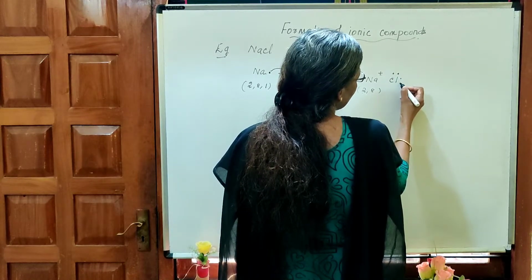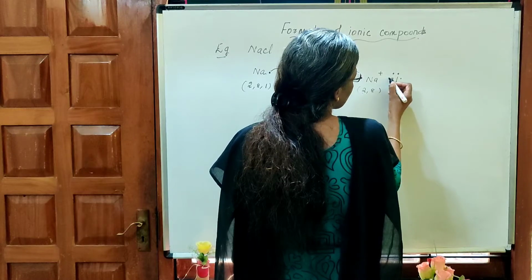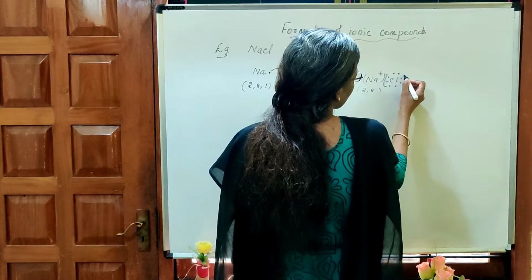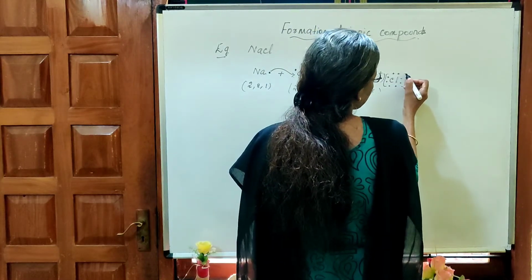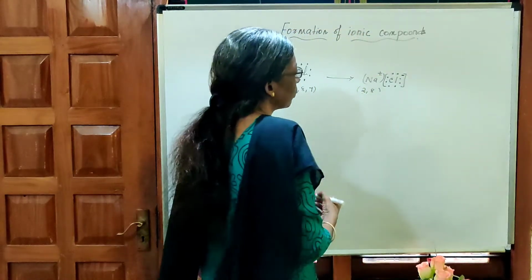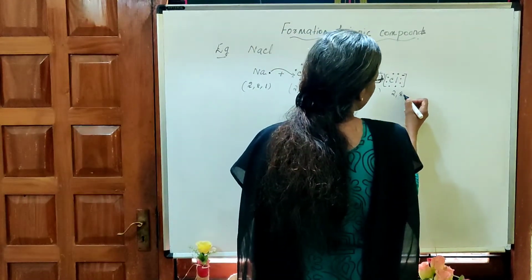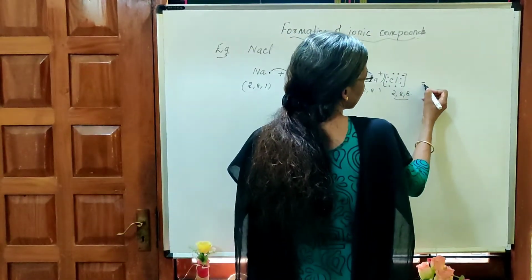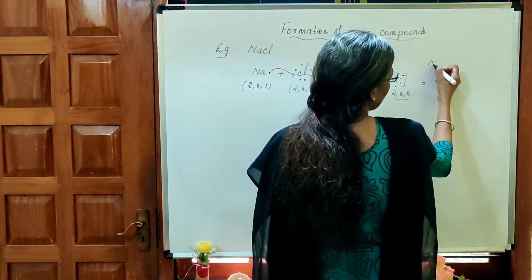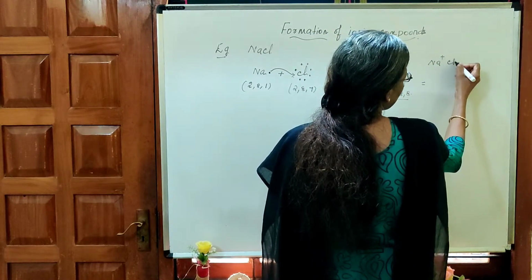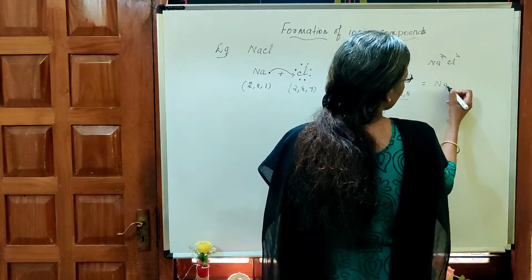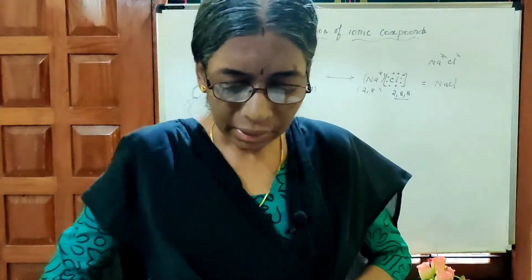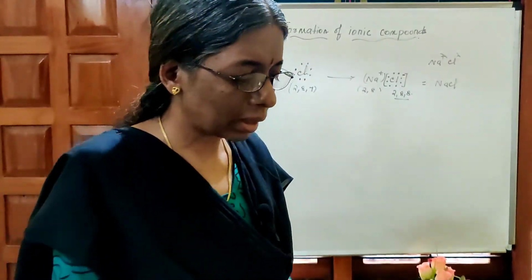Chlorine has 1, 2, 3, 4, 5, 6, 7 electrons, and the one that came from sodium makes it 8. So Cl minus has the configuration 2, 8, 8. This is the formation of sodium chloride: this is plus, this is minus, so the charges cancel. Na plus and Cl minus give NaCl. You might have studied this in 10th standard or lower classes also.